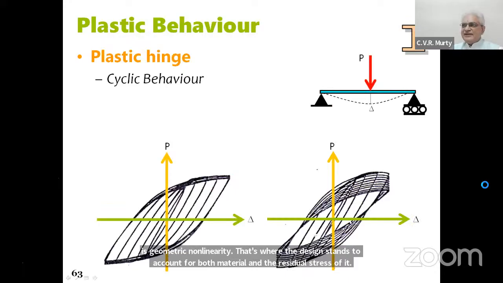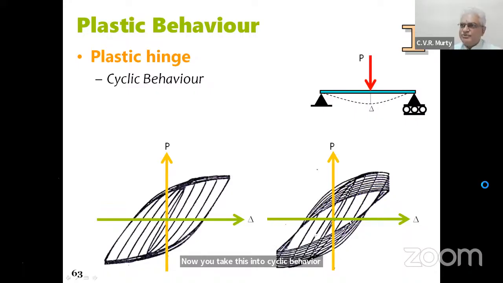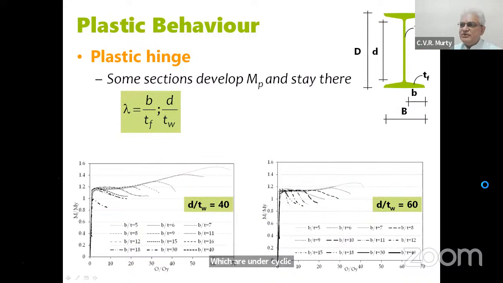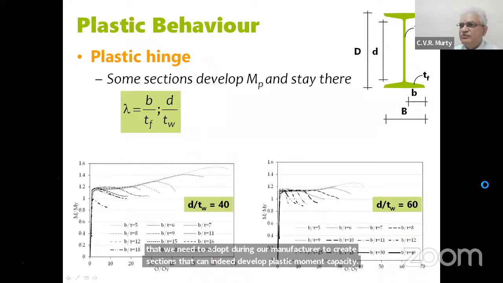Now you take this into cyclic behavior. You will need to protect the members which are under cyclic compression actions. Under this, you will notice that the B by T's and D by T's, the flange thicknesses and the web thicknesses, need to be reasonably high. And experiments have shown that there are limits that we need to adopt during manufacture to create sections that can indeed develop plastic moment capacity. Once again, why plastic moment capacity? Because we want material nonlinearity, we don't want any geometric nonlinearity.